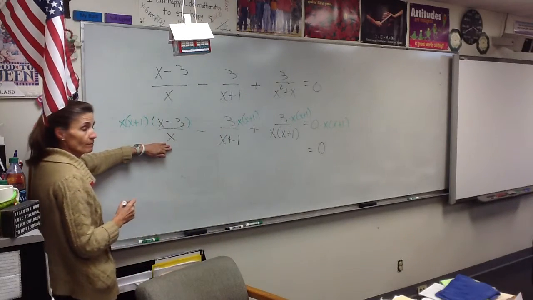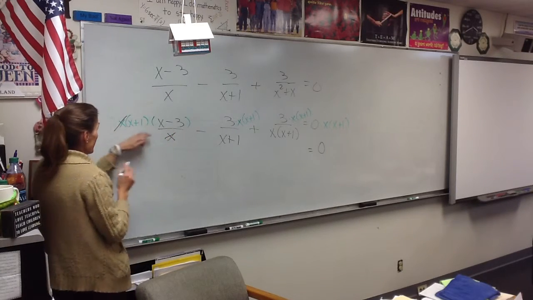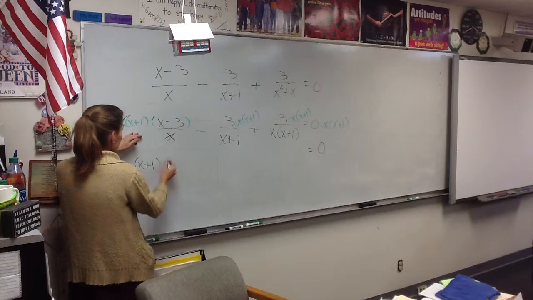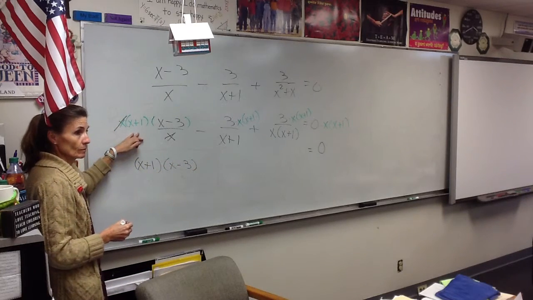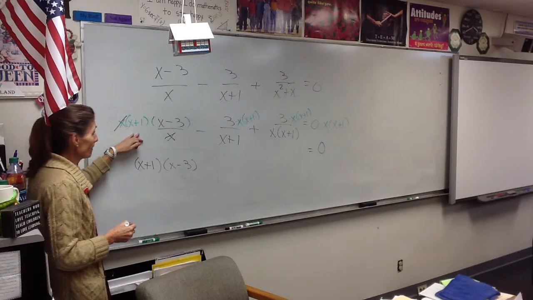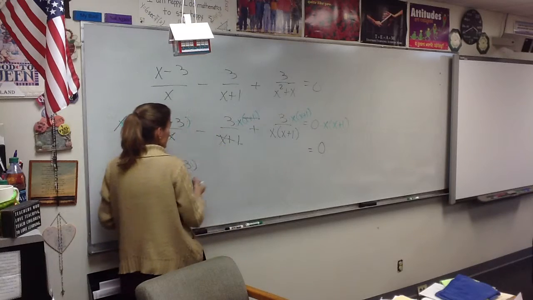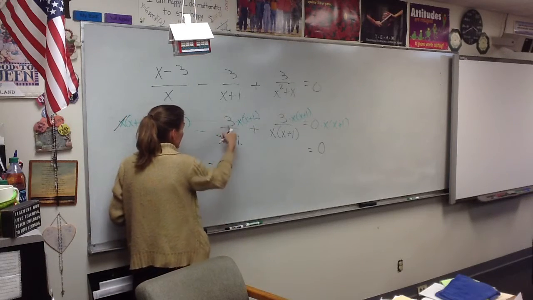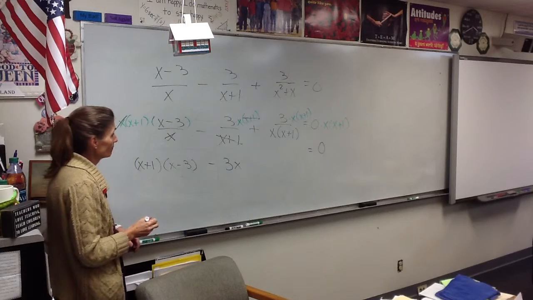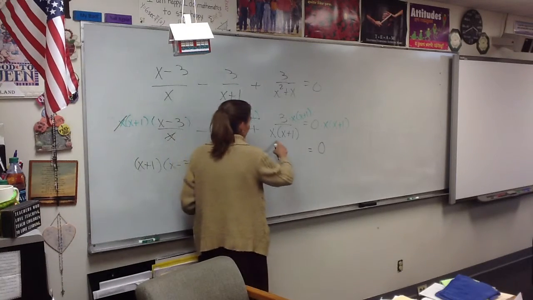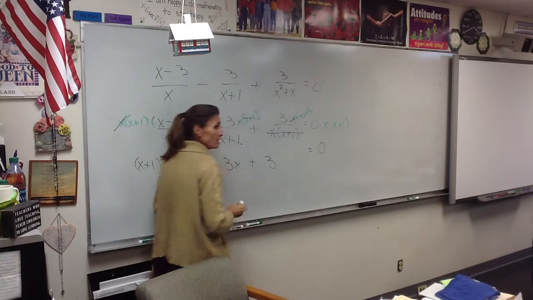What happens here? The x's cancel, and I am left with x plus 1 times x minus 3. What happens here? The x plus 1's cancel, and I am left with minus 3x. What happens here? The whole thing cancels, and I am left with just plus 3.